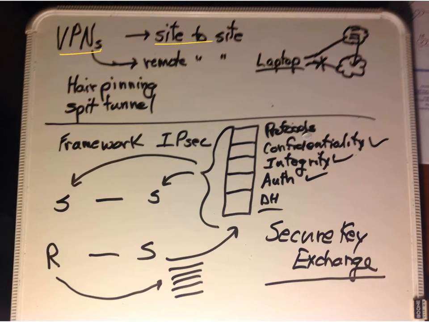VPNs, site to site, remote to site. We talked a little bit about hairpinning. This concept of hairpinning is actually from the curriculum. Hairpinning is a term used to describe a situation in which VPN traffic that enters an interface may also be routed out of that same interface. For example, consider a hub and spoke topology, where I can kind of draw that out.